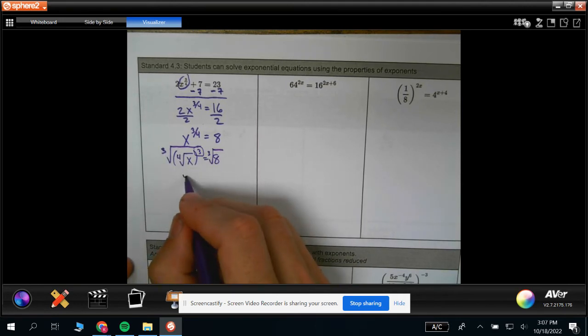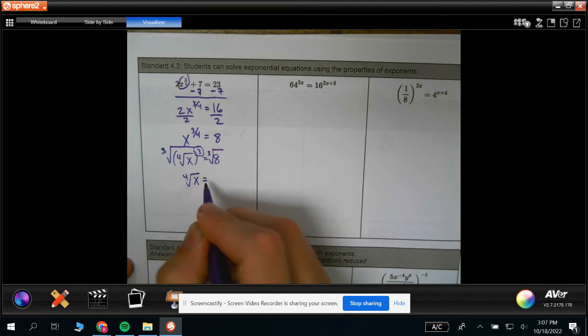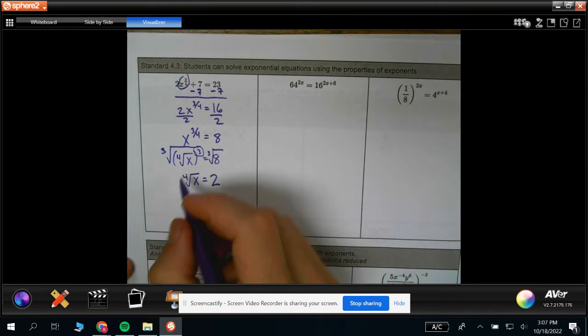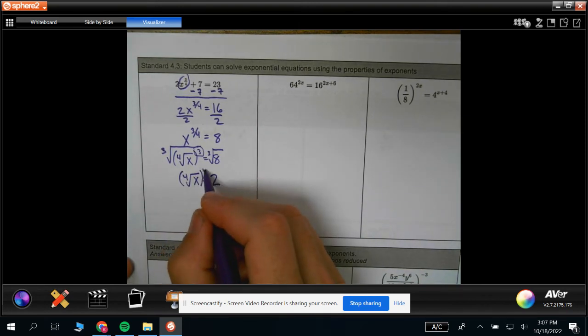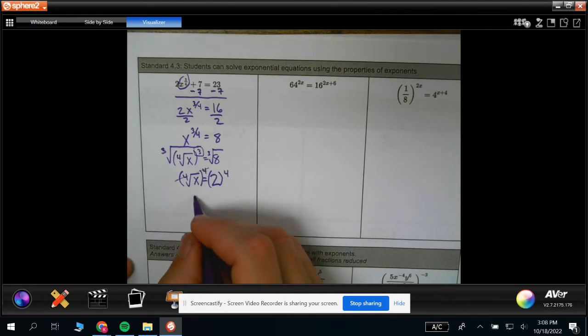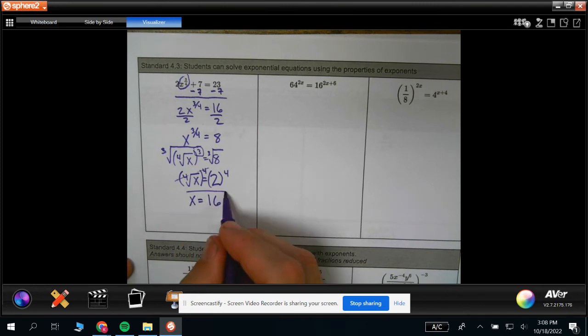Those cancel, so I'm left with just the 4th root of x equals the cube root of 8, which is positive 2. How do I undo the 4th root? Raise it to the 4th power. Those cancel, and I'm left with just x equals 2 to the 4th power. 2 times 2 times 2 times 2 is 16.